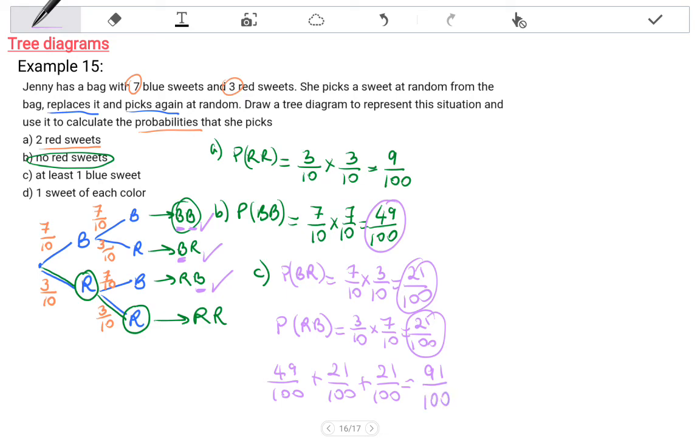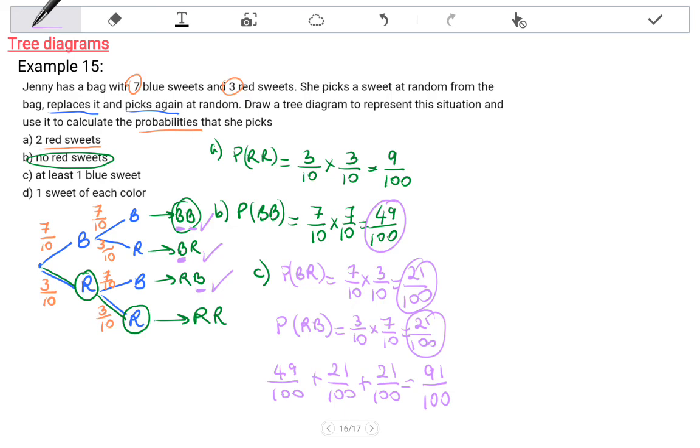Actually, this is one way of calculating this, but we have another way. The second way is taking away the probability of red and red from 1, and you will reach the same answer.